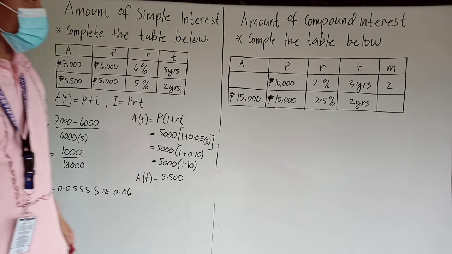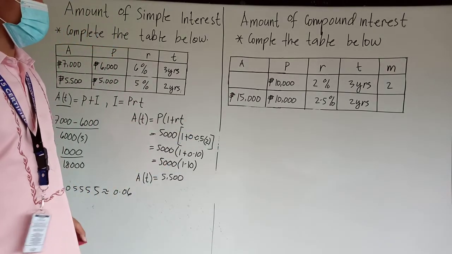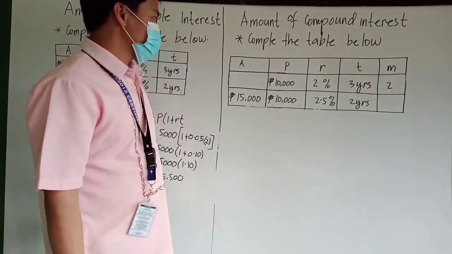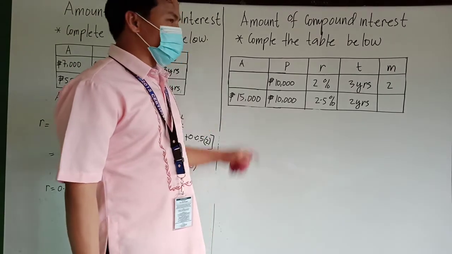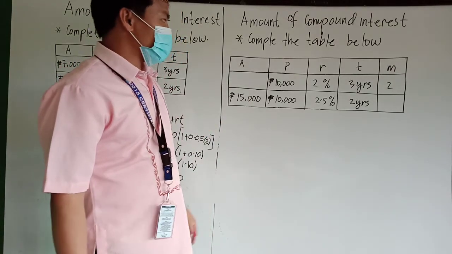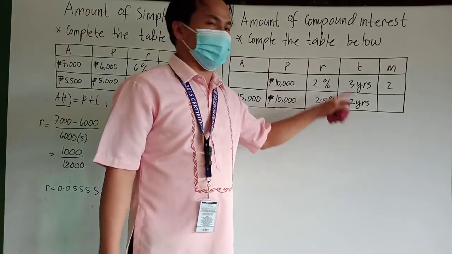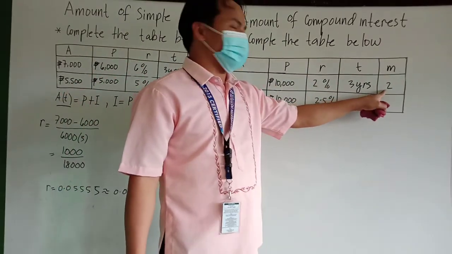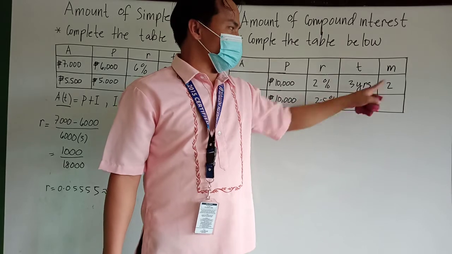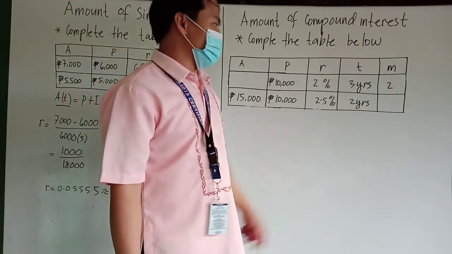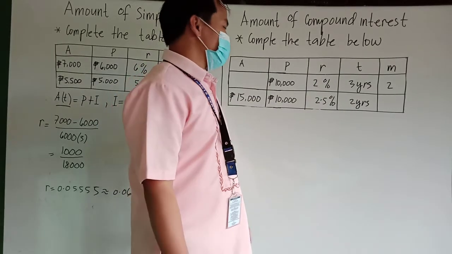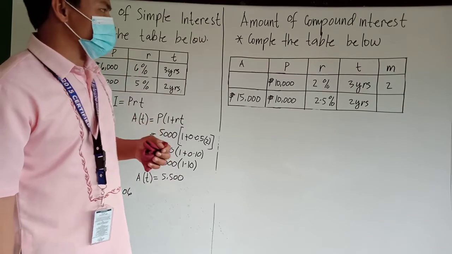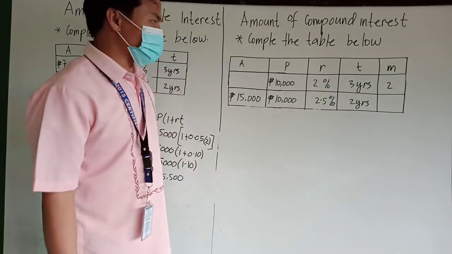At this time, we will proceed immediately to the amount of compound interest. Let us proceed now with the first row. We are supposed to identify the amount of the compound interest, where the principal, the rate, the time, and M, the number of compounding periods, are given. Because M is 2, it means that the investment is compounded semi-annually, within 3 years at the rate of 2%, given the principal of 10,000. So what will be the amount of the compound interest after 3 years if it is compounded semi-annually?